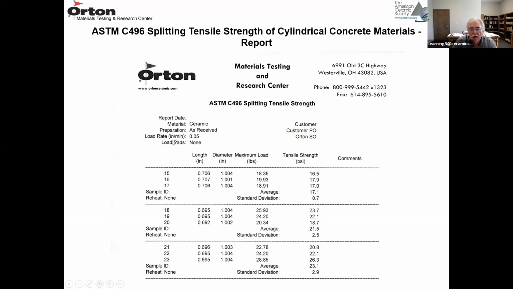Here's an example of a report. The loading rate was 0.05 inches per minute. No loading pads were used. The sample was about 3/4 of an inch long and 1 inch in diameter. Again, it's not a 1-to-1 ratio. We were probably limited in the amount of material we had. Here's the maximum load, about 18, 19 pounds, and your tensile strengths are relatively low, about 16 or 17. The scatter is a little better on some of these tensile tests than on the bend bar type tests.